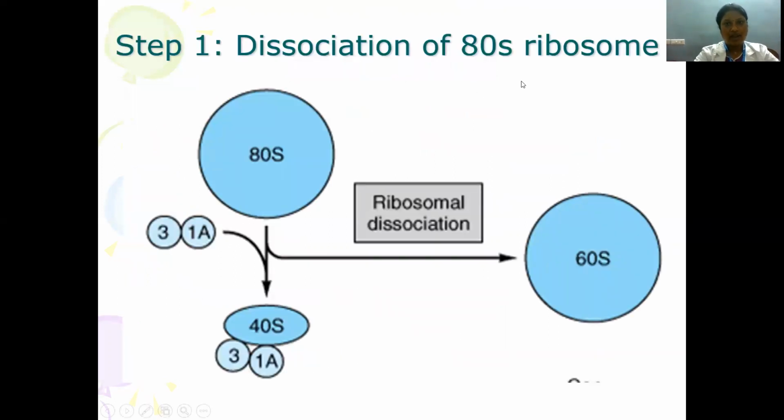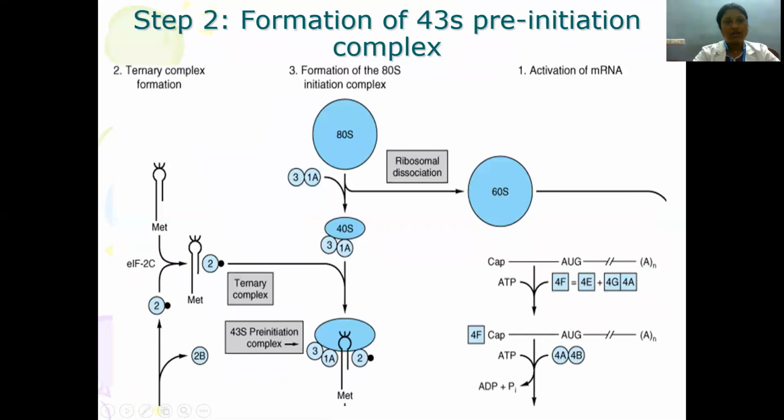So here you can see dissociation of the 80S ribosome. The 80S ribosome is dissociated into 60S and 40S by certain factors which help in dissociation of the ribosomal subunits. Second is the ternary complex formation. The first codon, the AUG codon or the start codon, will encode the first amino acid, methionine. Along with that, the eukaryotic initiation factors and the dissociated 40S subunit, which has got attached to the 3 and 1A factors, along with this methionine and eukaryotic initiation factor 2C, will get attached and form a ternary complex, which is nothing but the 43S pre-initiation complex.